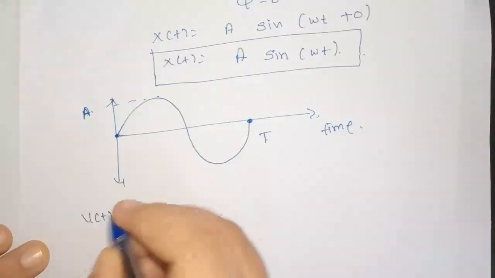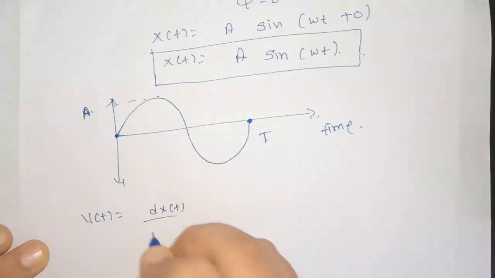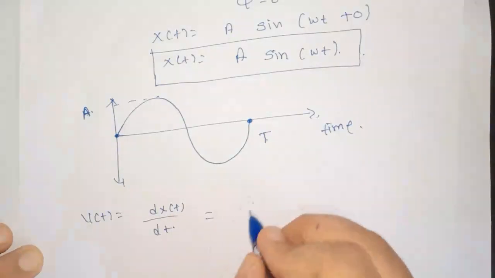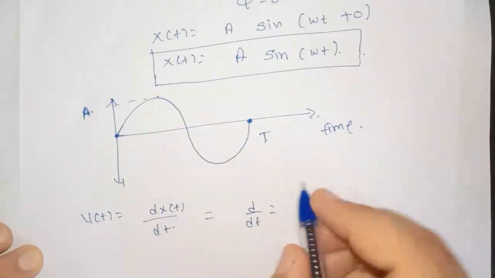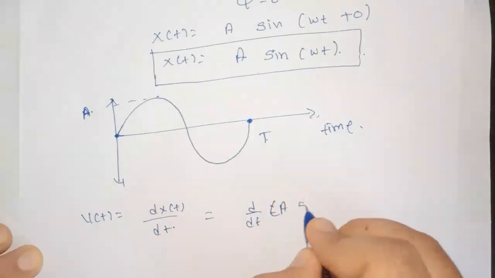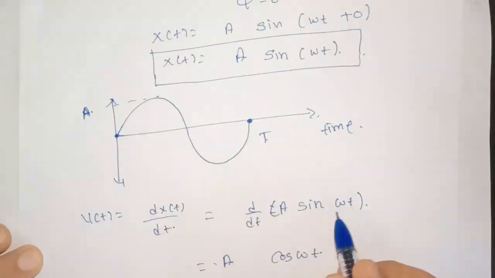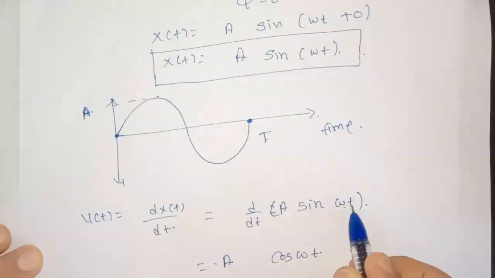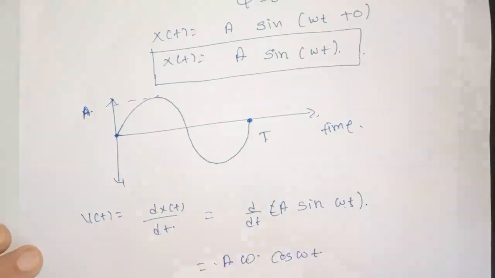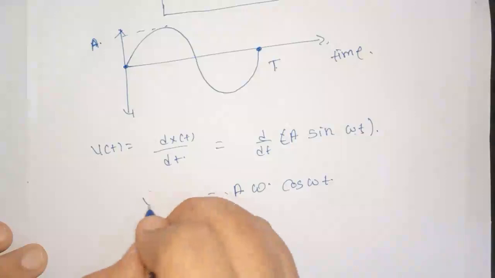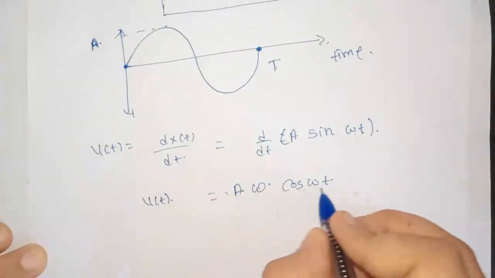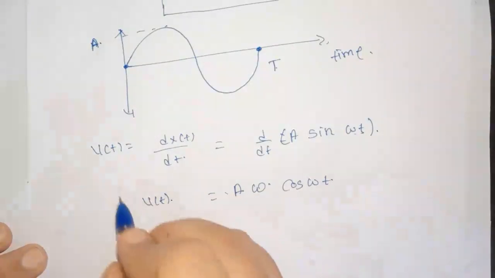So v of t will be equal to d of x of t by dt. That will be equal to d by dt of A sine of omega t. A is constant, so we can write A. Differentiation of sine will be cos omega t, and again differentiating omega t with respect to time, we will get omega. So v of t will be equal to A omega cos of omega t.